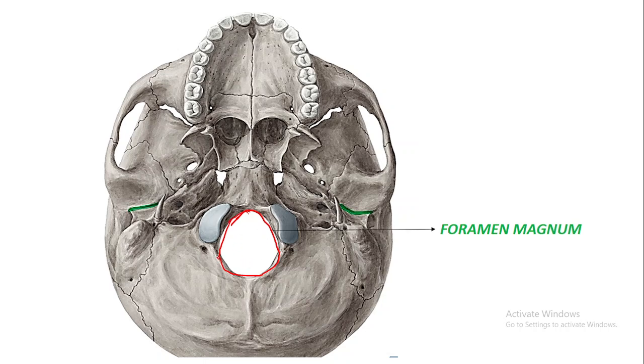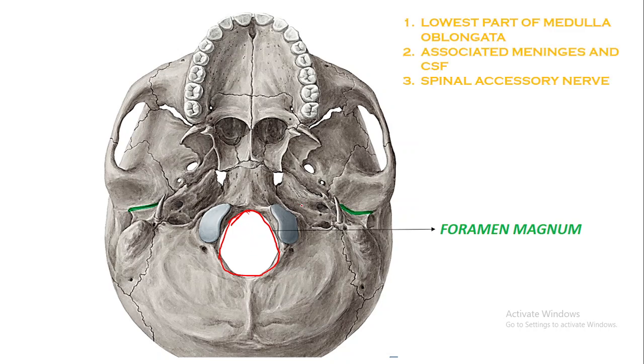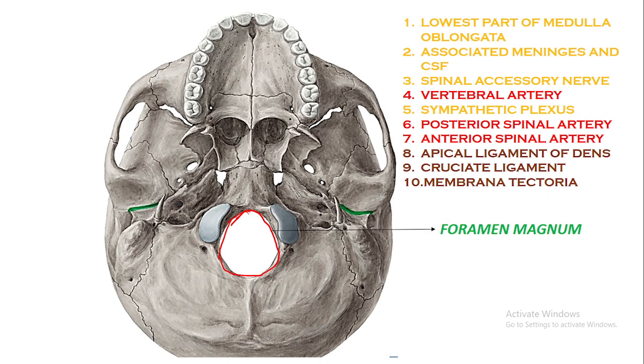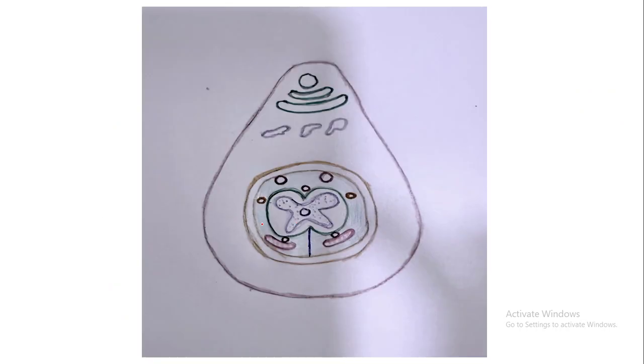Through this foramen magnum, the medulla oblongata becomes continuous with the spinal cord, along with its meninges and cerebrospinal fluid. So the contents are the lowest part of the medulla oblongata along with associated meninges and cerebrospinal fluid. Also, the spinal accessory nerve, the vertebral artery, the sympathetic plexus around the vertebral artery, the posterior spinal artery and anterior spinal artery. And after that, the apical ligament of dens, cruciate ligament and membrana tectoria. So these are the structures of the foramen magnum.